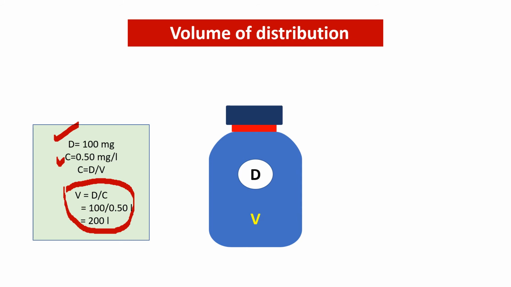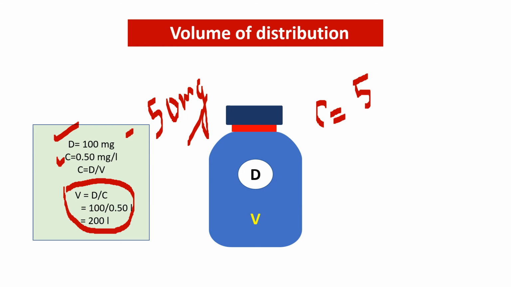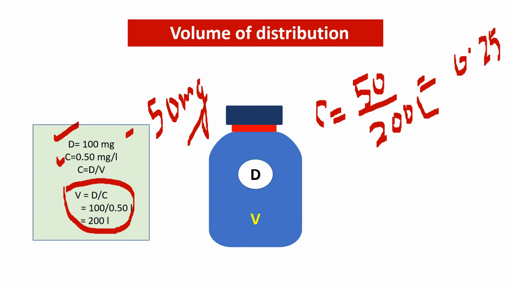In that case, suppose I give 50 milligram of that drug. Will the volume of distribution be 200 liter or will it be 100 liter? That needs to be answered. So we know that D is equal to 50 milligram and the volume of distribution obtained is 200 liter. If we take the blood sample after giving 50 milligram of drug, we'll get a concentration equal to 0.25. So this is the concentration of the drug in the plasma.